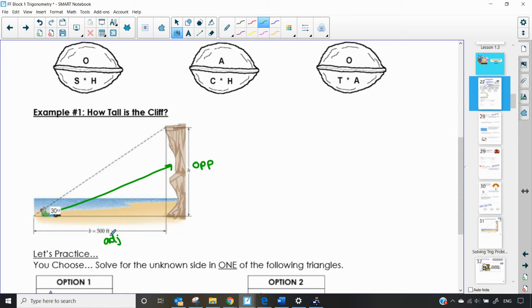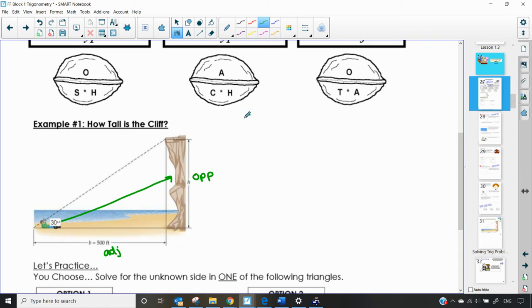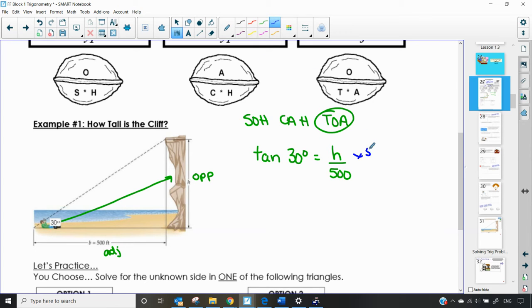So opposite and adjacent, if I go back up to my questions here, actually I'll just write SOHCAHTOA. If I have opposite and adjacent, that means I'm going to use tangent. So using my formula here, tangent of the angle, which is 30 degrees, tangent of 30 degrees is opposite over adjacent. Now, to solve this question here, I'm going to have to multiply by 500 on both sides.